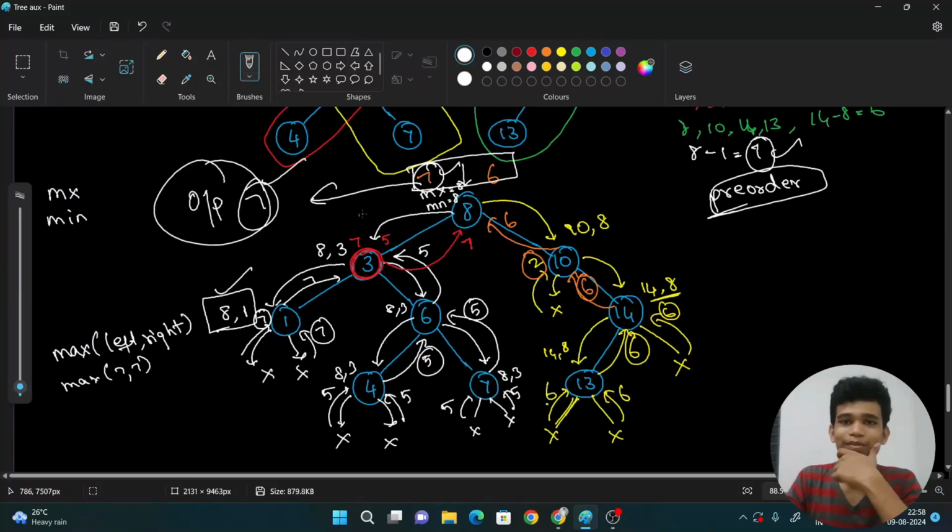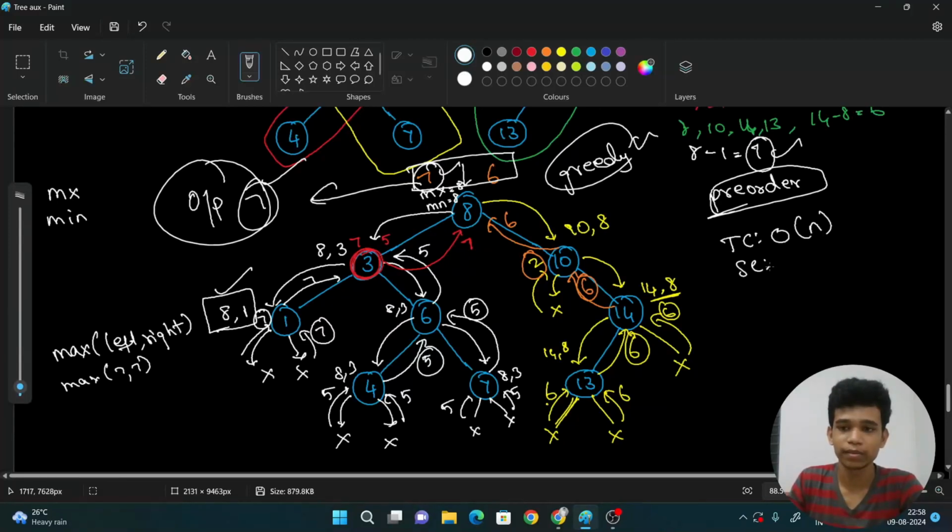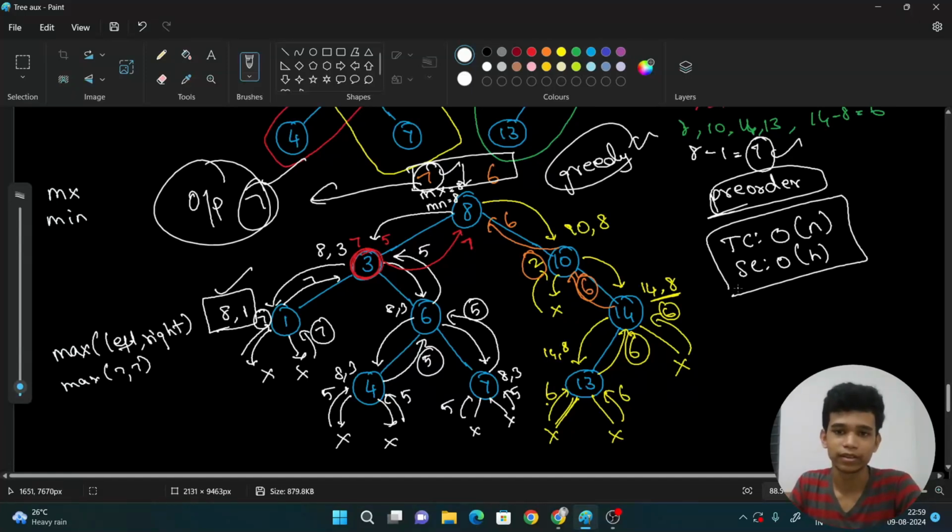We got the output. It is like we are going down, up to down. Then, moving up, we are just applying a greedy algorithm. What is a greedy algorithm? If we want a maximum difference, we just take a maximum element and a minimum element and subtract them. That's it. We get the answer, right? By doing this, my time complexity is reduced to O(n), and the space complexity is the height of the binary tree. Hope you understand this method, right?